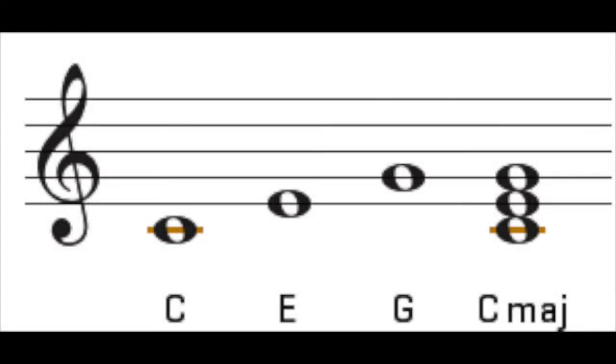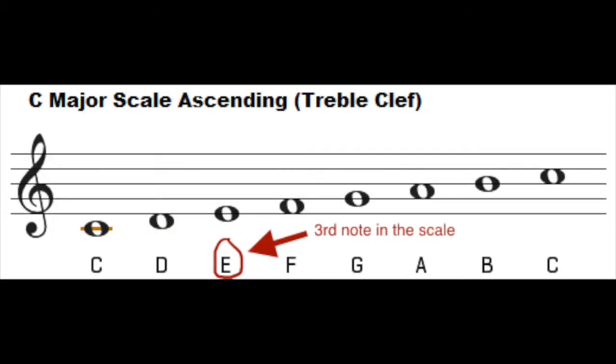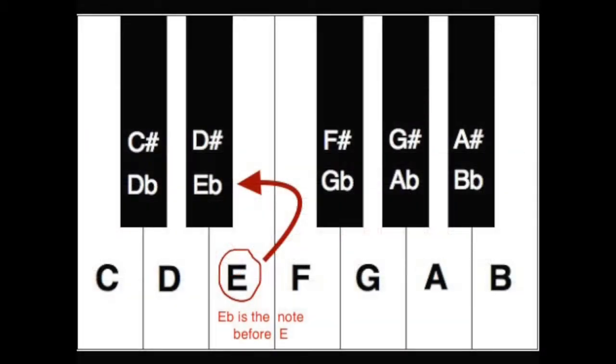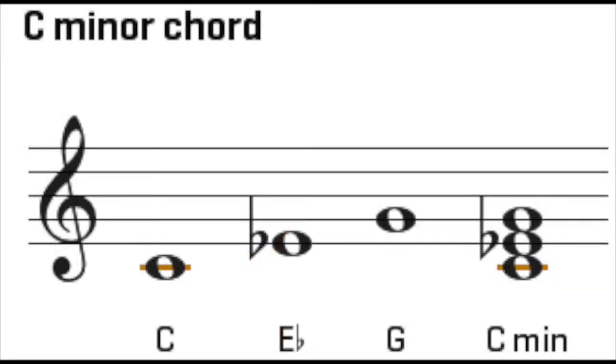The quick way to find a minor chord is to start with your major chord. Remember, our C major chord consisted of C, E, and G. With a minor chord, you are going to move the third note in your scale down a note, or what we call a half step. The note before E is E flat, so our C minor chord would look like C, E flat, and then G. Hopefully this wasn't too much new information, as it's meant to be more of a review.